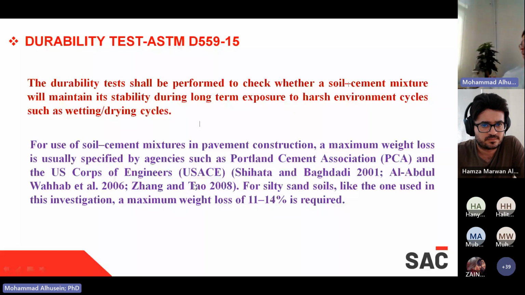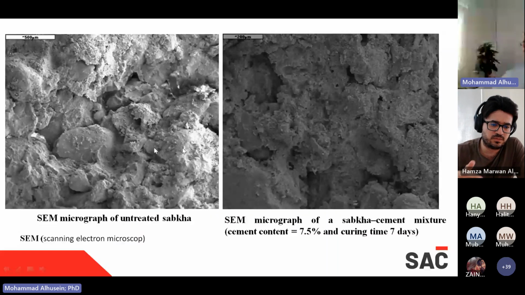For example, Zhang in 2008, for silty soil like the one used in the investigation, said that a maximum material loss of up to 14% is okay. If more, the soil can be considered hazardous. See here the treatment with cement using the microscope, before and after.